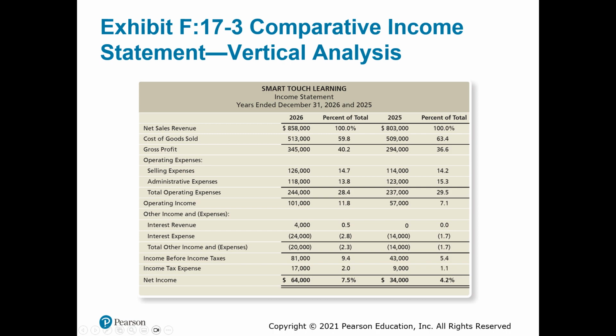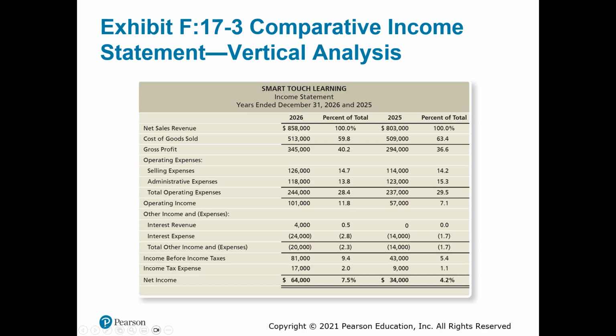How does that compare to the prior period? You would do the same thing. Take the balance of every individual line item and divide it by the base amount for that period, which is the net sales revenue that we had in 2025. So 509,000 divided by 803,000 converted to a percentage means that last year, 63.4% of our sales revenue went towards covering the cost of acquiring the goods that we turned around and sold. And you just repeat the same process. It's every single number on here always divided by that amount of sales revenue that you had for the period, and then you express it as a percentage.